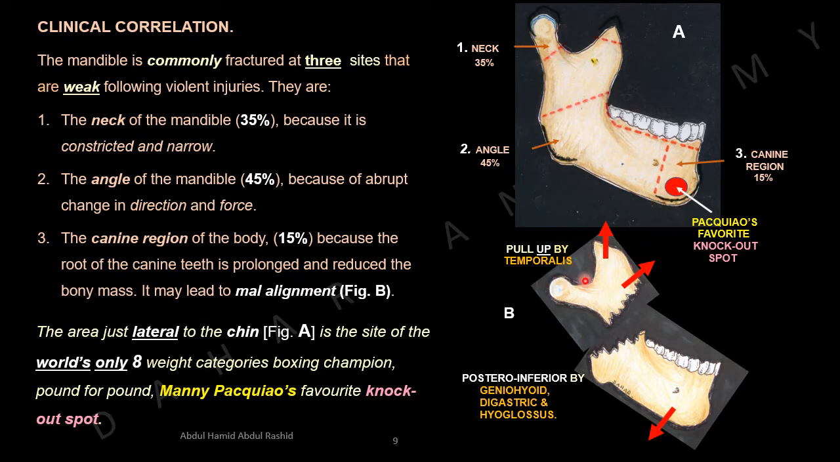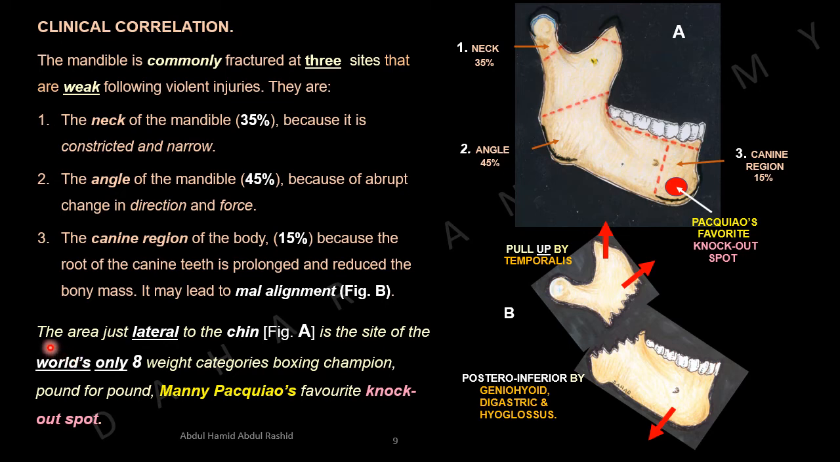When the mandible is fractured, let's take the commonest site, the angle of the mandible. The mandible bone will be divided into 2 at the fracture site, proximal part and distal part. What will happen? The proximal part will be pulled up by the temporalis muscle, which is attached here, and the distal part and the chin will be pulled down by the geniohyoid, digastric and hyoglossus muscles.